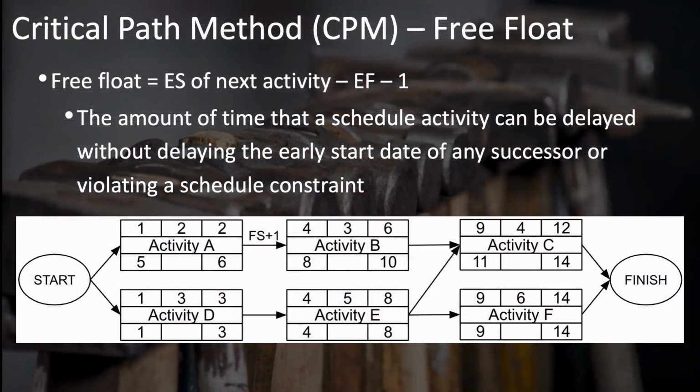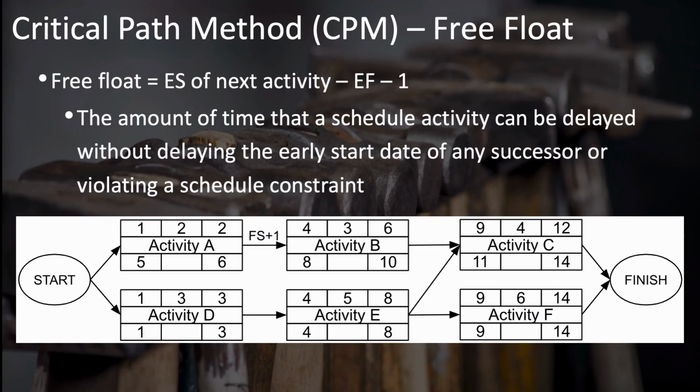Let's apply free float to this example that we have. Free float is how much an activity can slide without delaying the next activity or activities. Let's take a look at activity A. Could activity A slip without affecting activity B? Using the formula, you have 4 minus 2 minus 1, minus another 1 because of the lag, which gives you 0 free float.